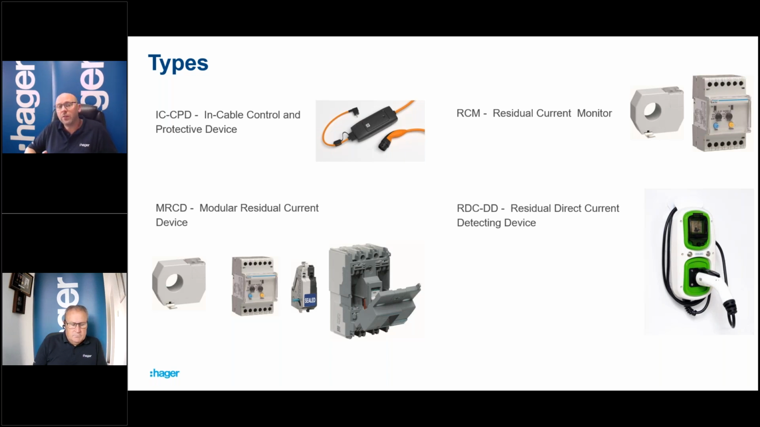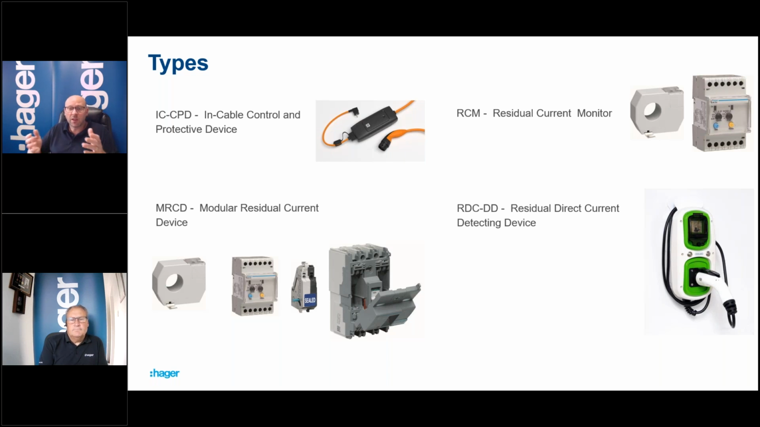So with EV charging now, I think that in-cable control and protective device cable up there is what you tend to get supplied when you purchase a hybrid EV car. You get that simple charger that you can use from an ordinary socket outlet, and that's usually known as mode 2 charging. Mode 1 EV charging is just a simple cable with no controls in it, and that's sort of frowned upon because there's no protection there. So a mode 2 device will have some protective devices built into it.